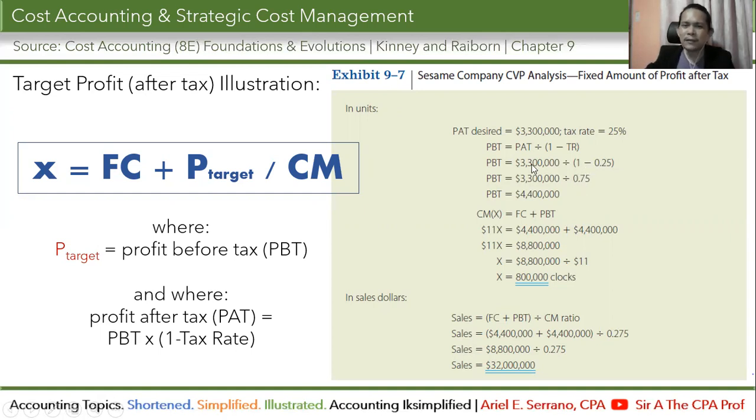Okay? So 3,300,000 divided by 75%. Okay, ang answer natin dito is 4,400,000. Now, 4,400,000 na yung ating target profit. Plus 4,400,000 fixed cost, we will get 8,800,000 divided by 11, that is 800,000. Yun yung ating units. Pag minultiply natin yan sa 40, we will get 32 million. Or applying your contribution margin ratio, 800,000 divided by 27.5%, we will get 32 million.